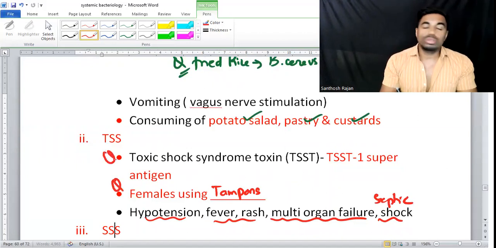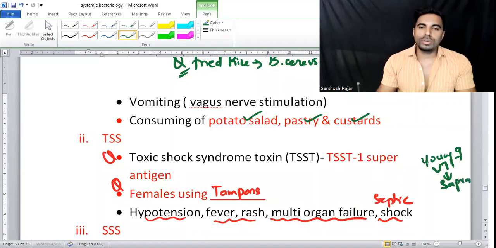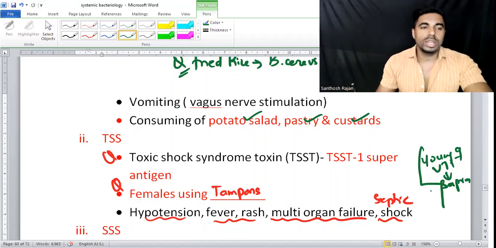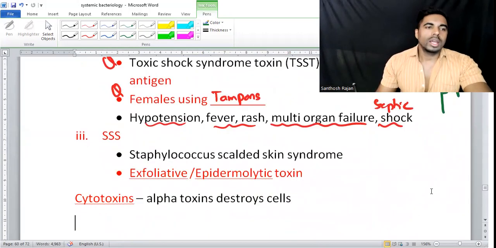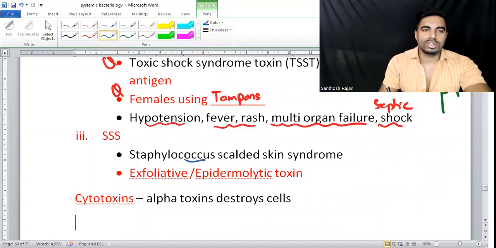This question was asked. Two females are coming. One female, as we spoke previously, is a young female with UTI. That is Staphylococcus saprophyticus. But when you're talking about toxic shock syndrome, think of a female with tampons. Then the third one is triplets. I showed you the picture before. The baby has Staphylococcal scalded skin syndrome.